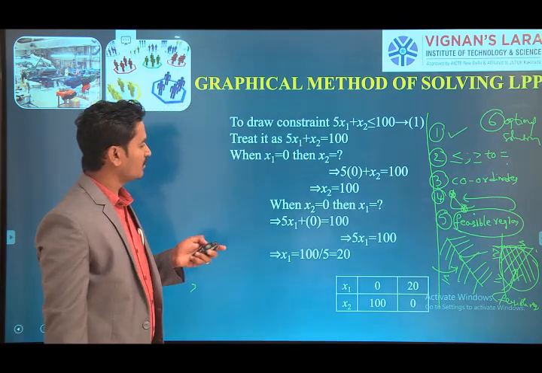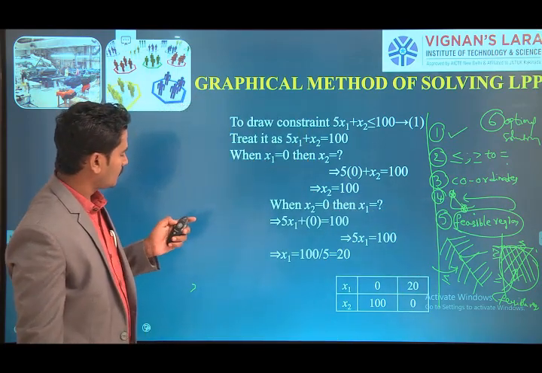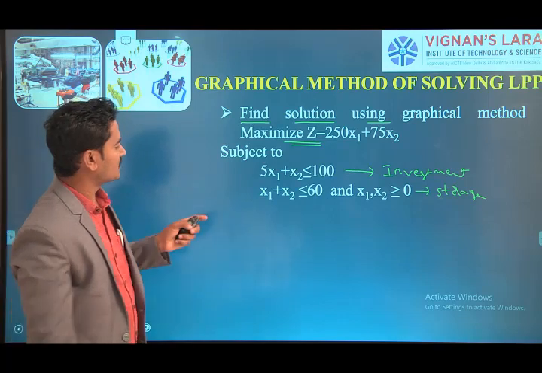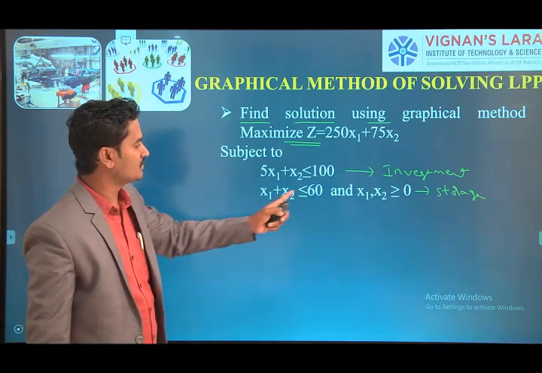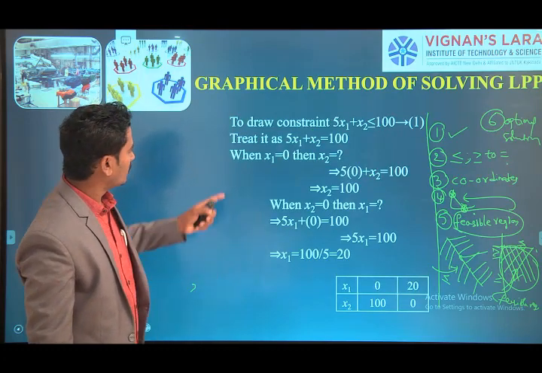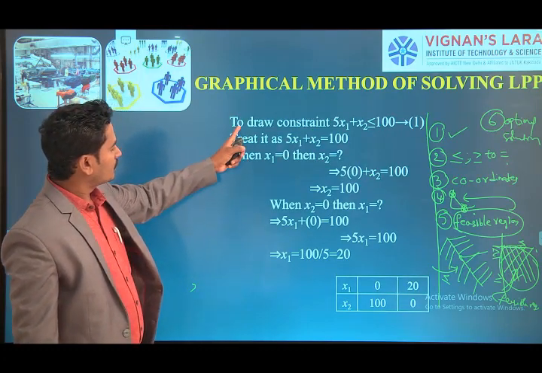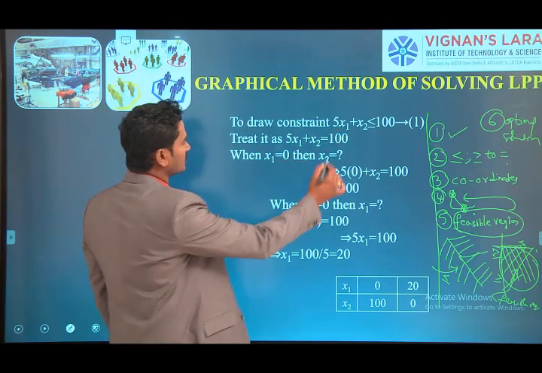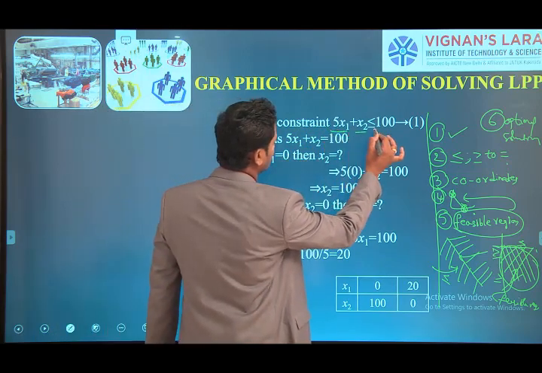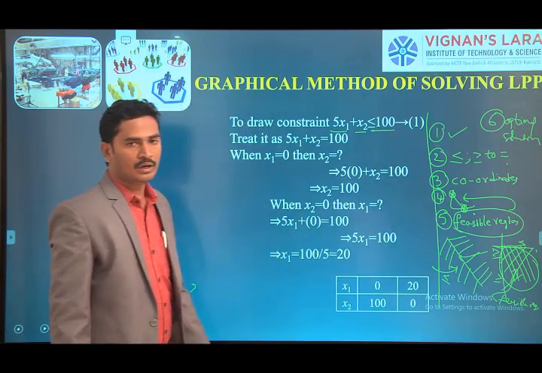Okay, coming to our problem. Here we have two constraints, constraint 1 and constraint 2. Constraint 1 is the investment constraint and constraint 2 is the storage constraint. Here I am going to take the first constraint, the investment constraint. Investment constraint is 5x1 plus x2 less than or equal to 100.